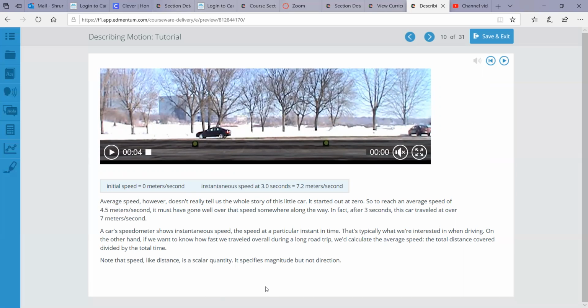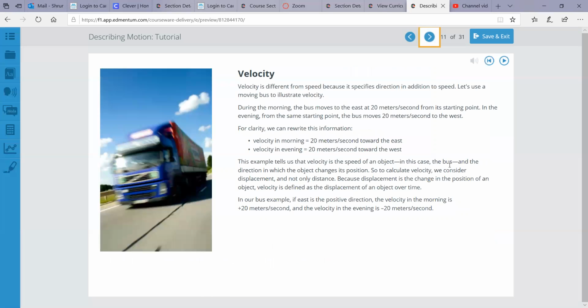Speed, like distance, is a scalar quantity. Since you're just dividing distance by time, a scalar by scalar, you're still getting a scalar quantity. And no direction is involved. However, velocity is different from speed because it specifies a direction in addition to speed. So it's telling you how fast you're going and in what direction.